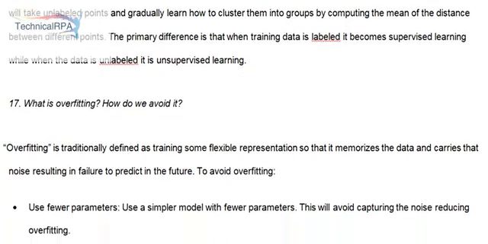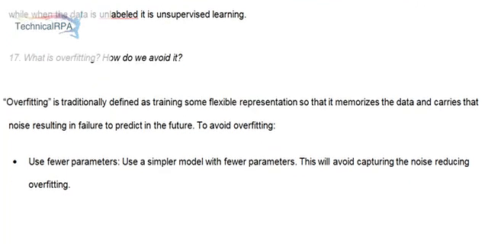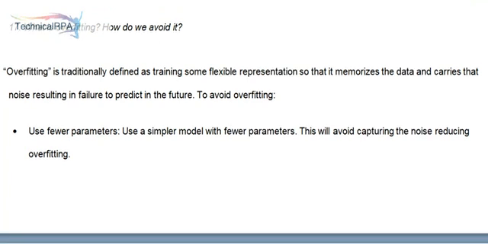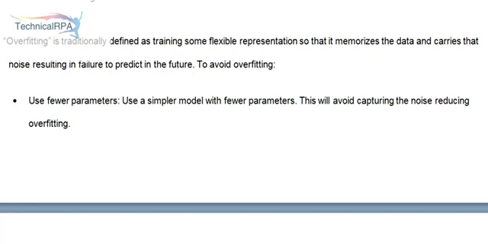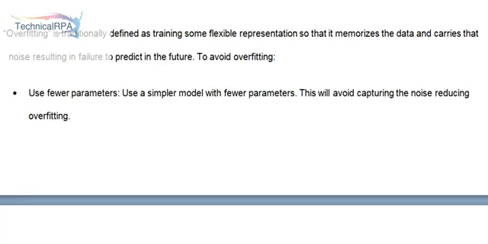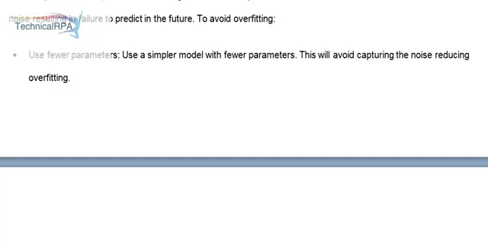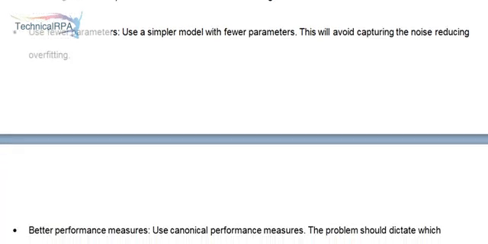17. What is overfitting? How do we avoid it? Overfitting is traditionally defined as training some flexible representation so that it memorizes the data and carries that noise, resulting in failure to predict in the future. To avoid overfitting, use fewer parameters. Use a simpler model with fewer parameters. This will avoid capturing the noise, reducing overfitting.